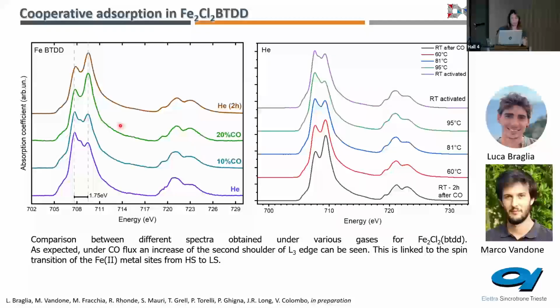This is different for iron BTDD because of the cooperative behavior, the stepped-shape adsorption of CO, which means that the high spin to low spin crossover can occur only after a certain partial pressure of CO. And this can be seen from this graph, in which you can see that the same change observed for iron BTTri is observed here only after 0.2 partial pressure of CO. And this spin transition is stable if you take off the CO from the gas flux, which means that the system needs some energy to recover from the spin crossover, and we needed to reactivate the sample at 95 degrees to go back to the original state.